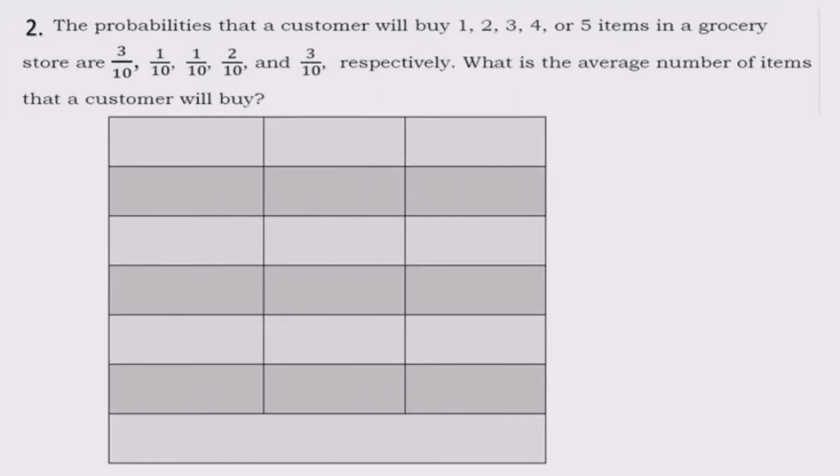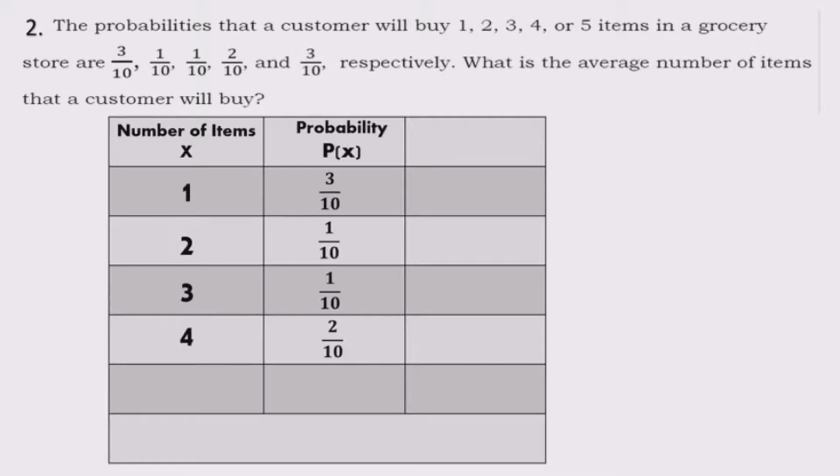So let's construct a table para mas madali siya o para mas masabtan. So sa first column, ibutang nato ang number of items denoted by x, and sa next column pod, atong ibutang ang probability denoted by p of x. So ato karon fill up ang table. So sa first, we have 1 and 3 over 10. Next, 2, then sa probability 1 over 10. Next, we have 3, then 1 over 10, 4, 2 over 10, and 5 is 3 over 10.